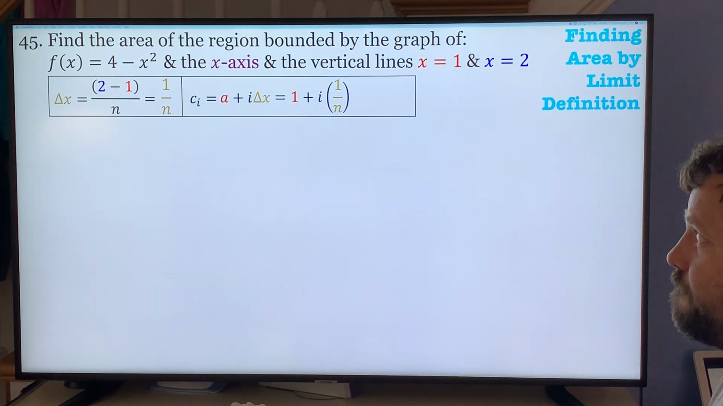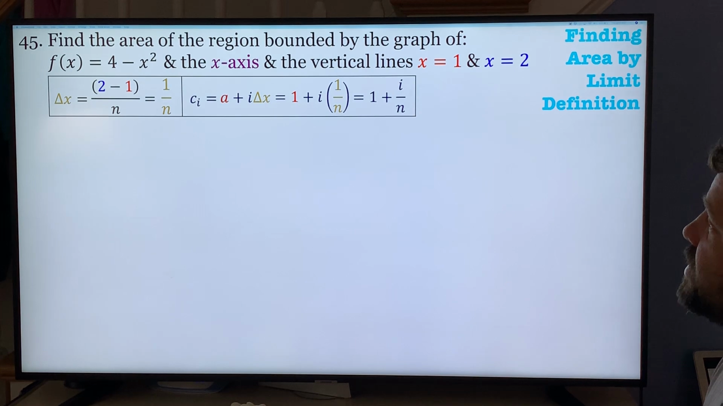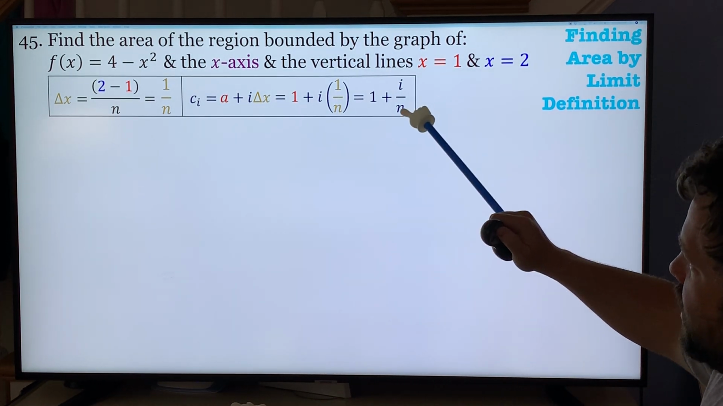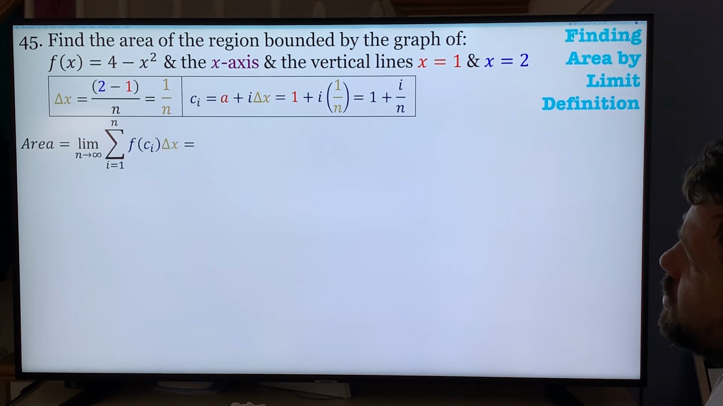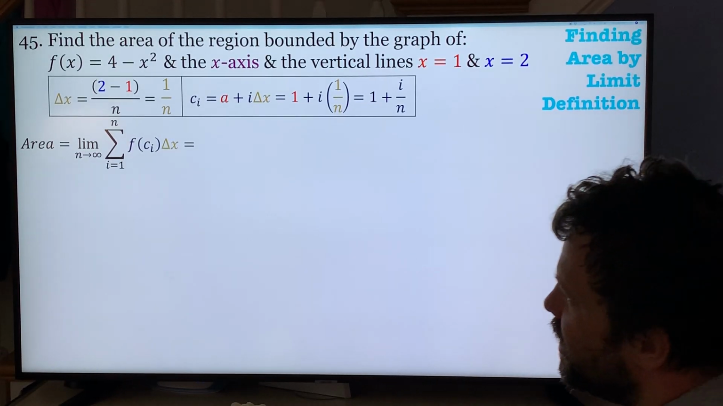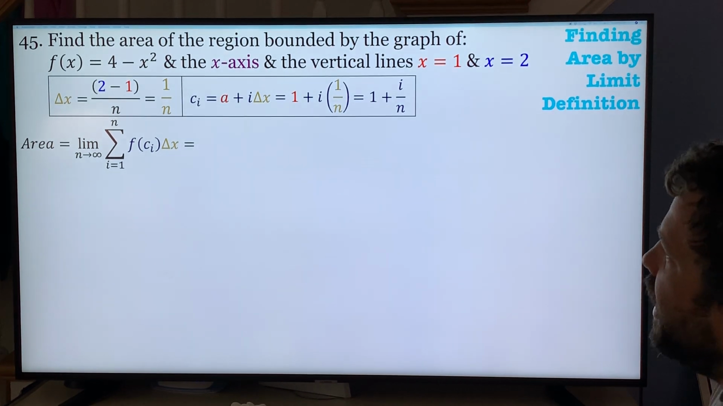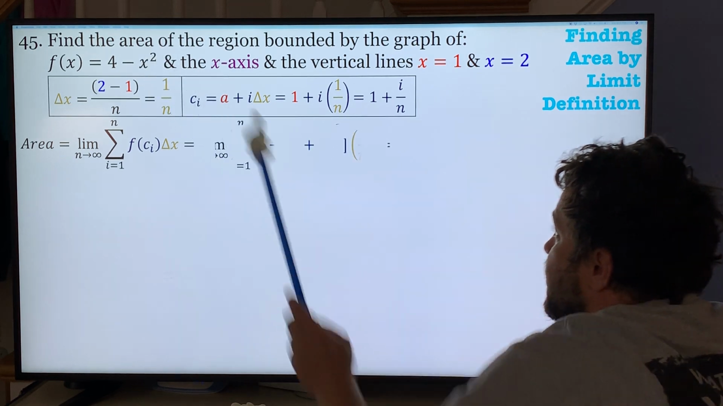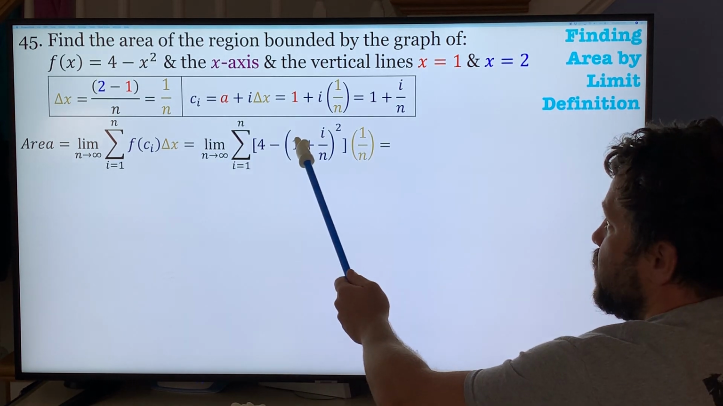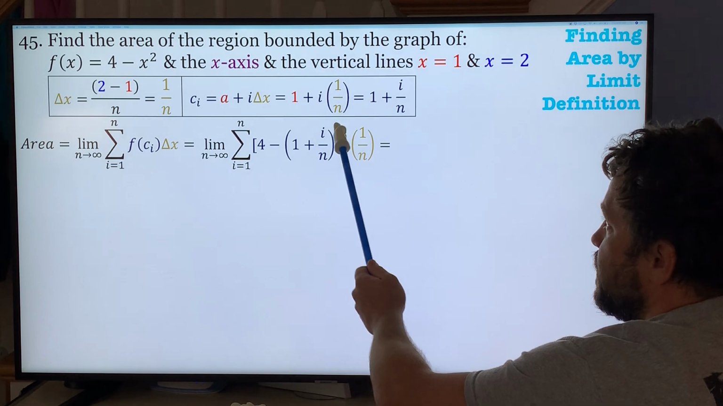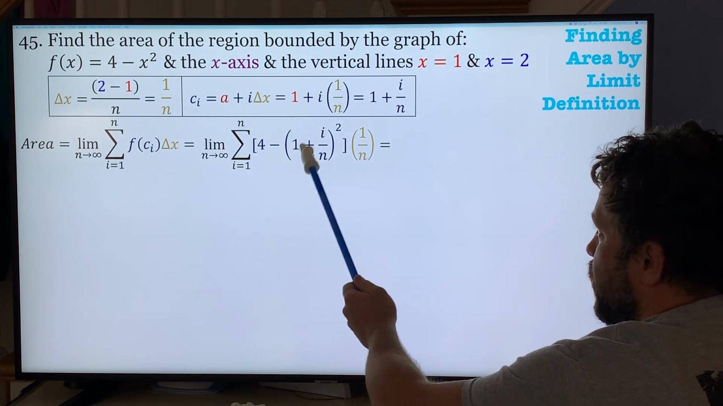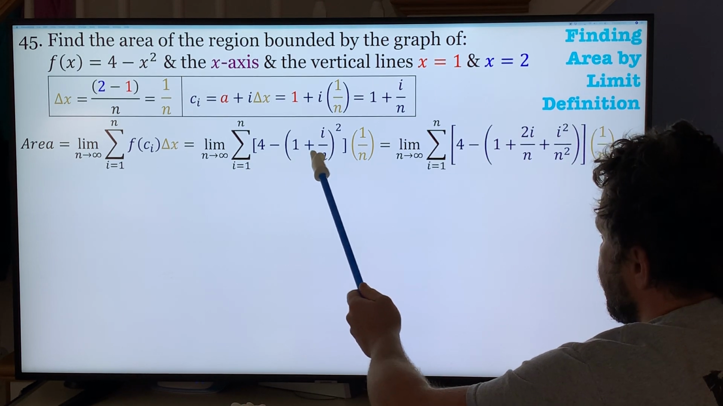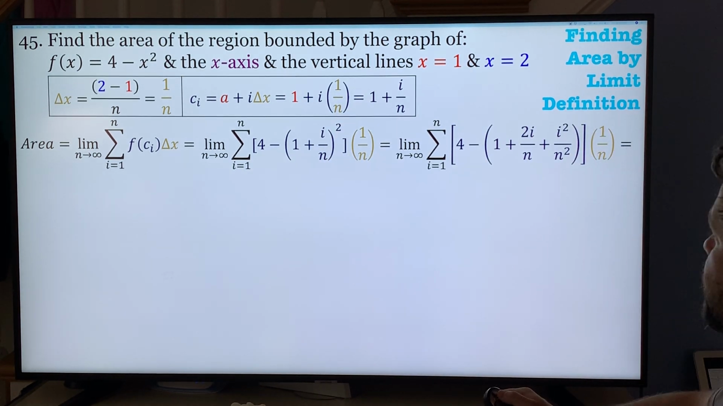All right? So it's a plus i over n, which is 1 plus i over n. Got it? So that's our ci. So we're going to use our formula. The area formula is the limit as n approaches infinity of the sum from 1 to n of f of ci. So we're going to take this and plug it right into there. So it's 4 minus the quantity 1 plus i over n, squared, times 1 over n. When we square this, you get 1 plus 2i over n plus i squared over n squared. You just FOIL it.